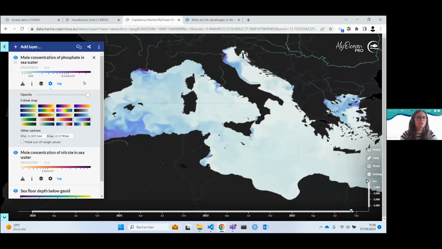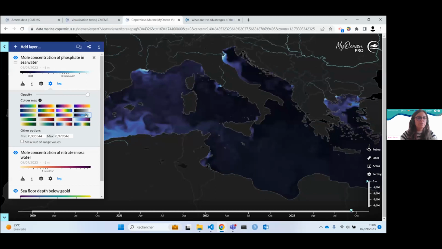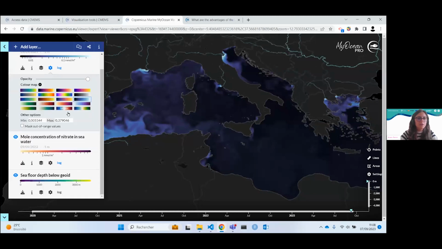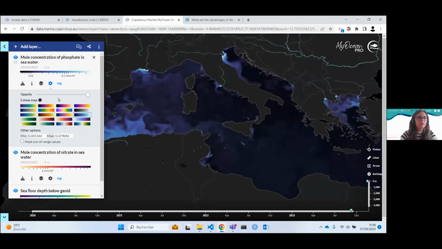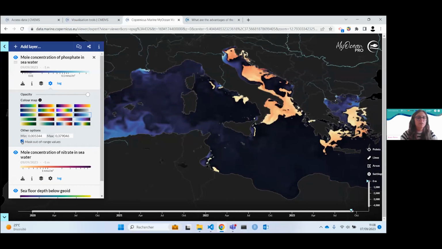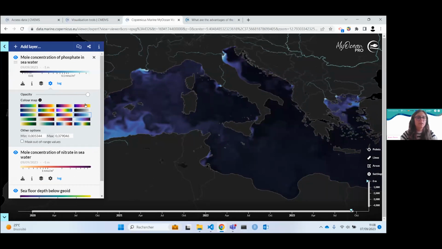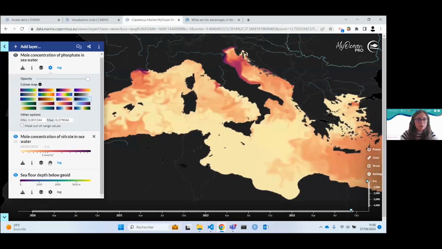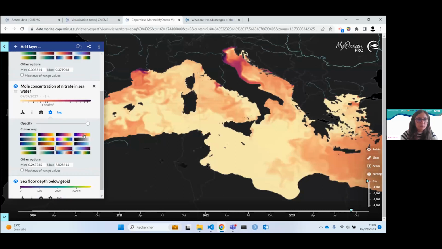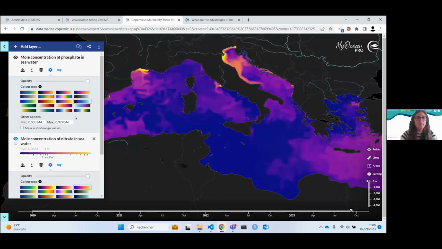So I will start by changing the color scale here for more visibility. I can also modify the opacity of the layer, the minimum and the maximum values of our gradient, and choose whether or not to hide the out of bounds values. So here we also change the color palette for the nitrates.